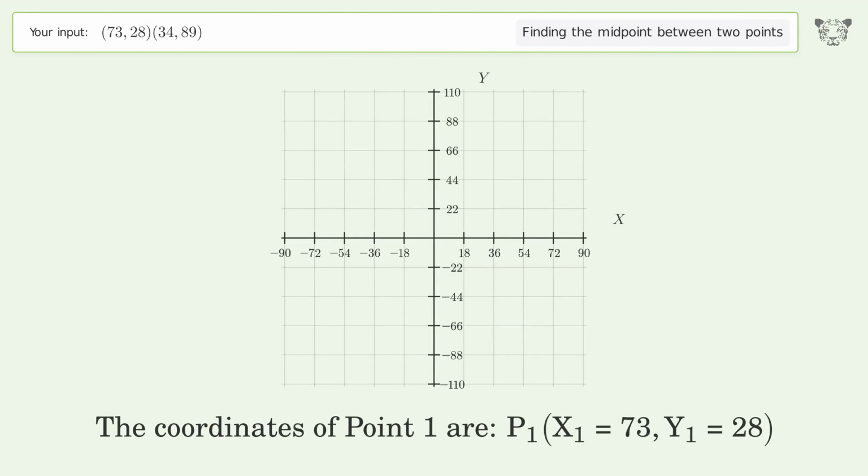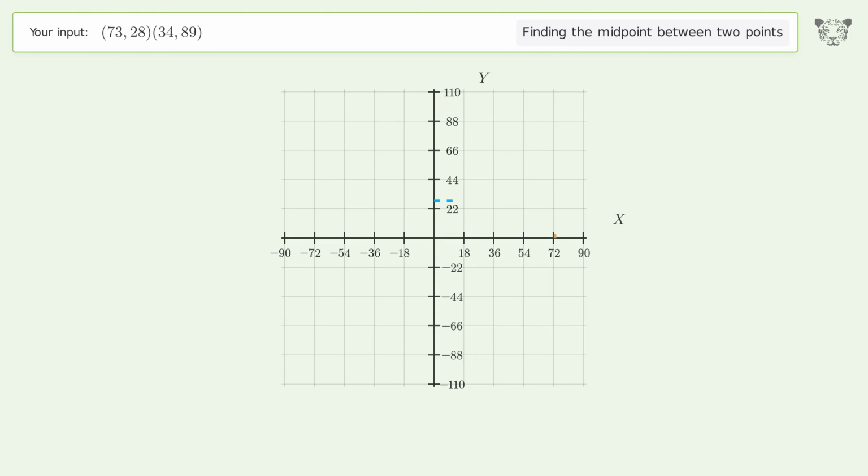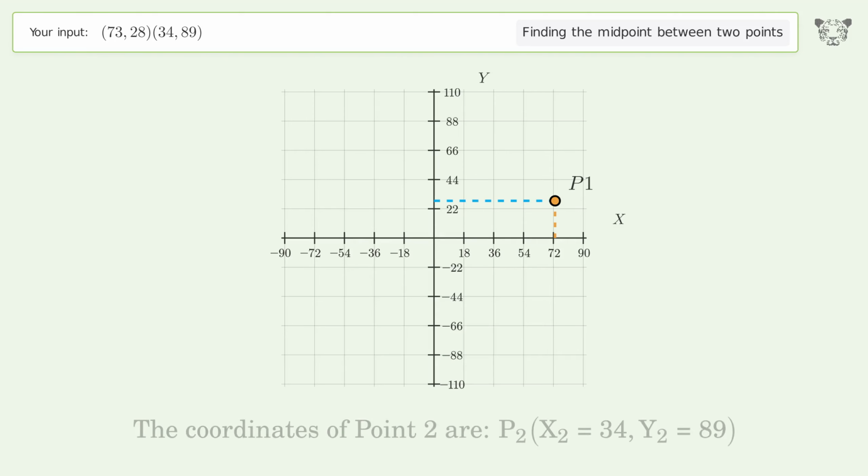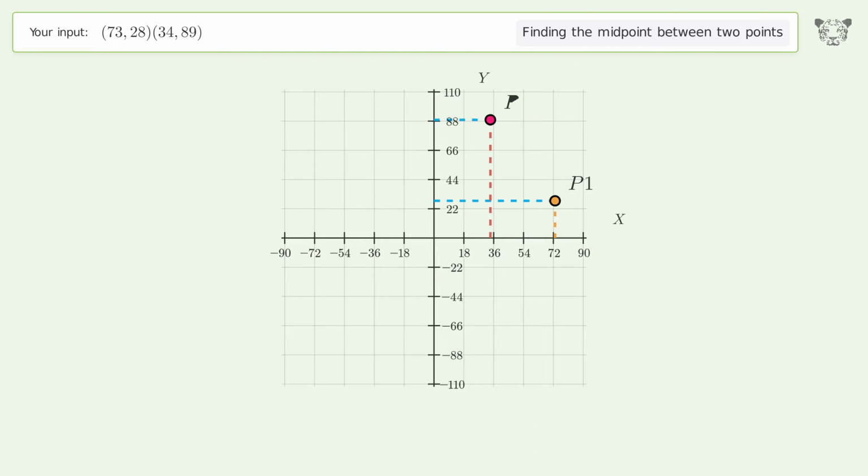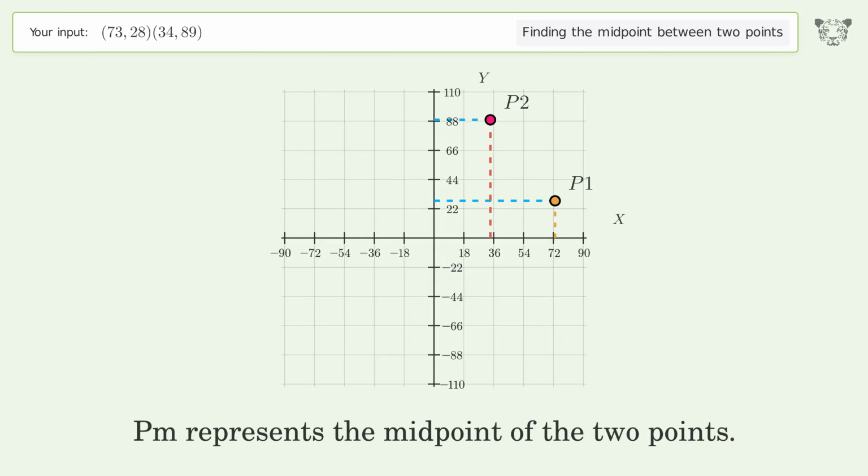The coordinates of point 1 are x1 equals 73, y1 equals 28. The coordinates of point 2 are x2 equals 34, y2 equals 89. PM represents the midpoint of the 2 points.